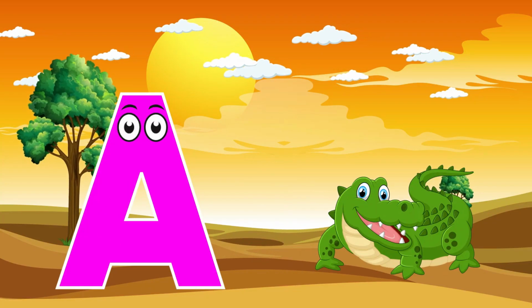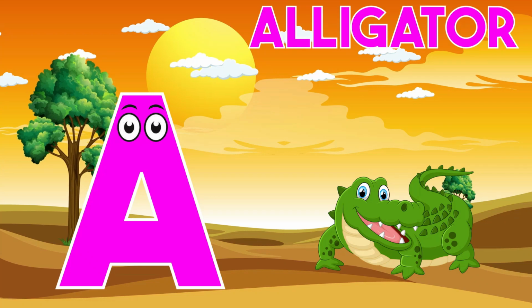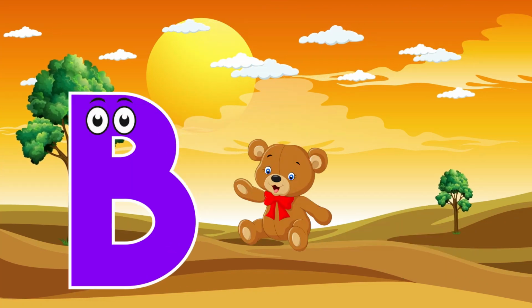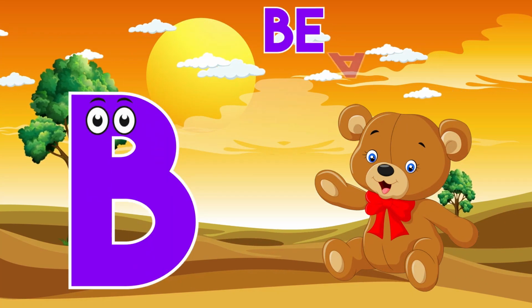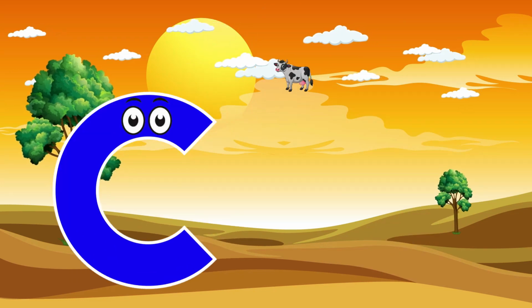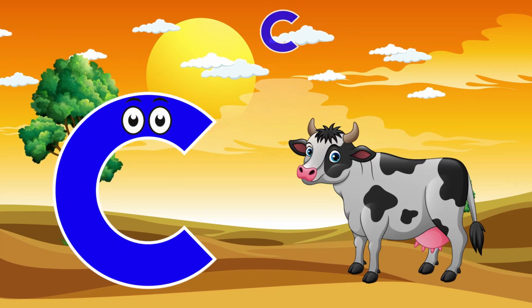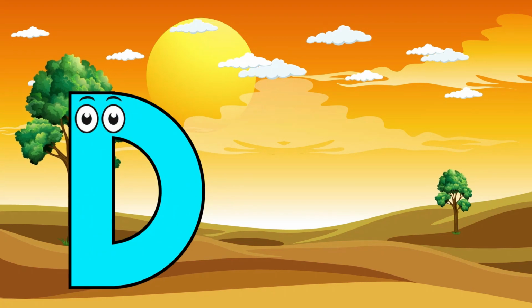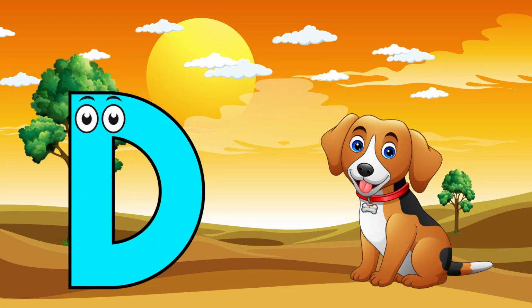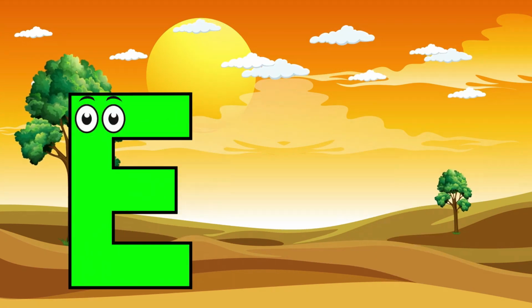A is for alligator. Alligator. B is for bear. Bear. C is for cow. Cow. D is for dog. Dog. E is for elephant.